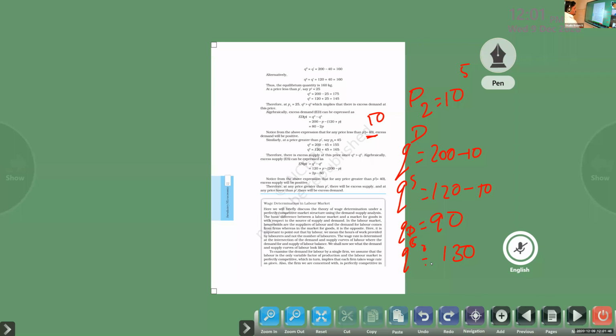So 120 plus P minus 200 plus P. Again, the number is 10 only here. 2P minus 80. What is the P here? 10. 2P is 20, right? Minus 80. What is the number here? A negative figure, right?